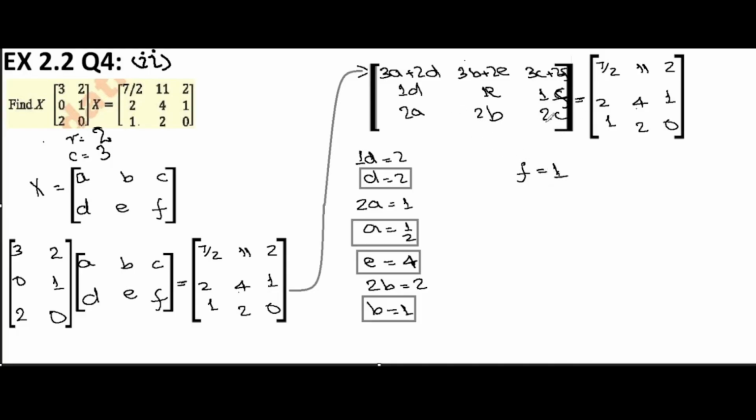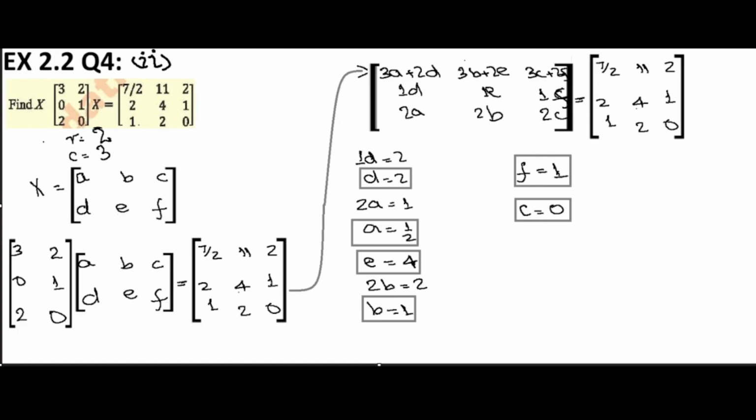And the next equation would be 2c equals 0. So c also equals 0. So these are the 6 results we could get. We know the value of a, b, c, d, e and f, all the variables used in this matrix X.